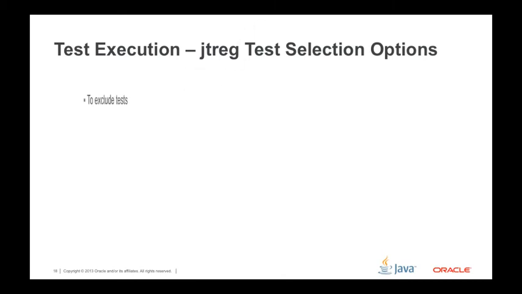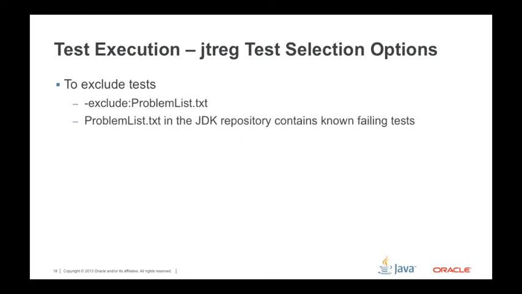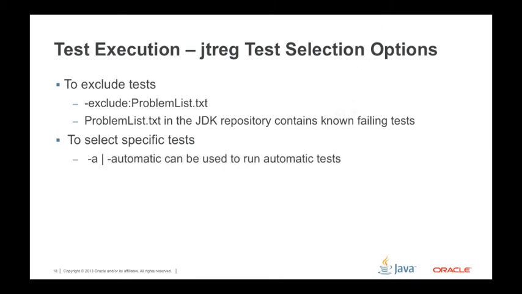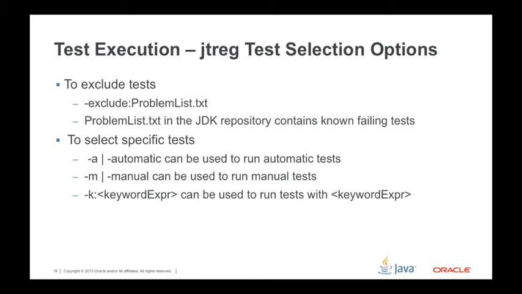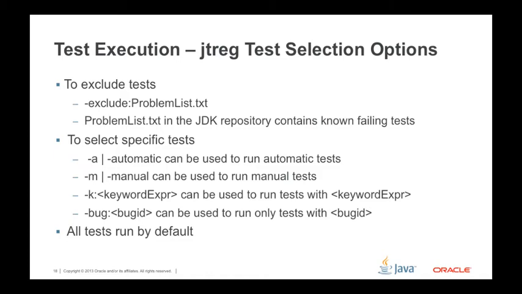JTREG test selection options. To exclude tests, use -exclude: list containing the problematic test cases. In the JDK repository, ProblemList.txt contains all the known failing tests. To select specific tests, use the -a or -automatic option to run only automated tests. Use the -m option to run manual tests. Use -k: keyword expression to run tests marked with a specific keyword. Use -bug: bug ID to run only tests with bug ID options marked in a test source file. Note that all tests run by default.